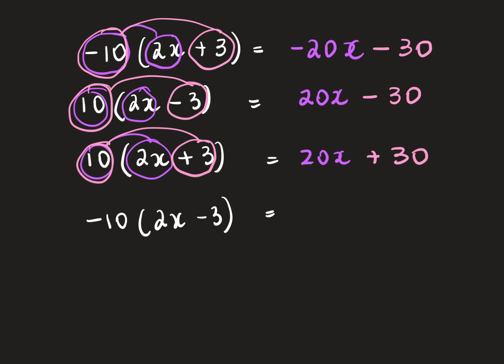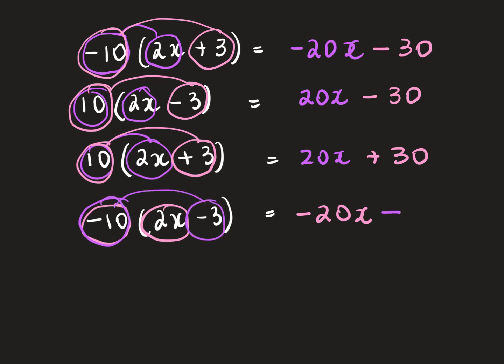Final one, negative 10 lots of 2x, negative 20x, changed my colours here, and negative 10 lots of negative 3, negative times negative is positive, positive 30. How did you go with those ones? If you didn't get those right, you should probably rewind a bit and have another go.